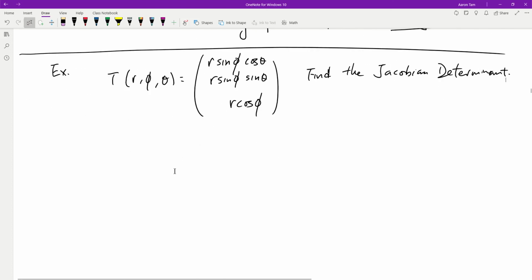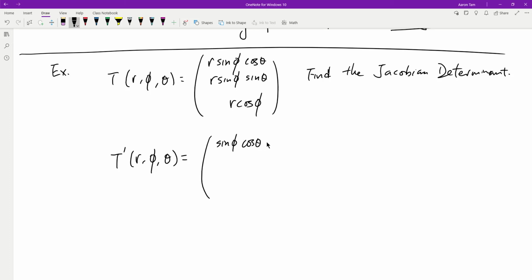So what I need to do is find the Jacobian matrix first. So that will be T prime of r, phi, theta. It's not too hard to figure out what this is. If you simply just differentiate, you should be able to handle that. That will be sine phi cosine theta. Then differentiate with phi would be r cosine phi cosine theta. Differentiate with theta will be r sine phi times negative sine theta. So I'm going to put the negative in front.